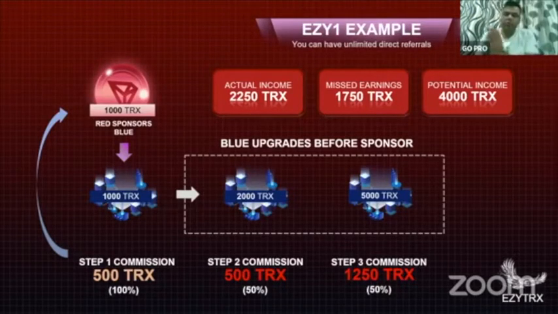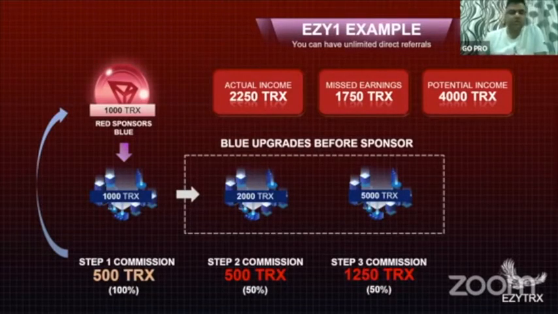Same way if Mr. Blue buys the 5,000, he will get 2,500. Instead of that, you make half, which is 1,250, and the remaining 1,250 goes above. So now if you see here, Mr. Red, which is yourself, actually made 2,250 Trons, wherein you could have potentially made 4,000 Tron. Wherein if you would have purchased the two steps ahead of your downlines, you could have made 4,000.